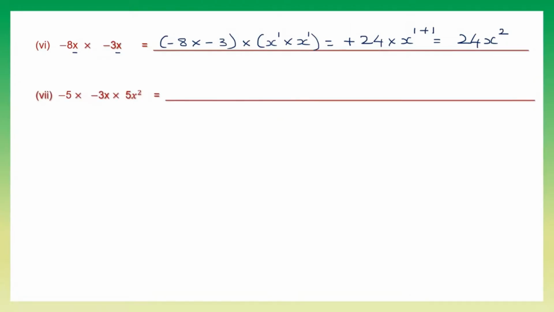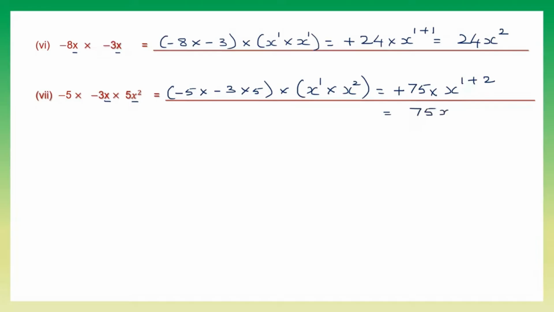Question 7. Minus 5 into minus 3x into 5x square. Let's take the numbers. Minus 5 into minus 3 into 5. Now let's take the literals. We have x and x square. So that is x into x square. So the numbers, let's multiply. First the signs. Minus into minus is plus. 5 3s are 15. 15 5s are 75. Into x to the power of, now this is 1. 1 plus 2. So what do we get? 75. x to the power of 1 plus 2 is 3.